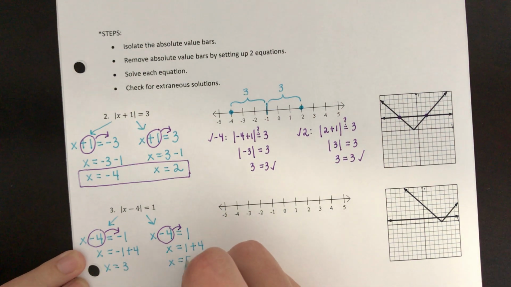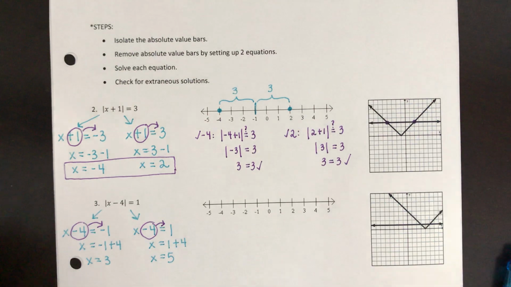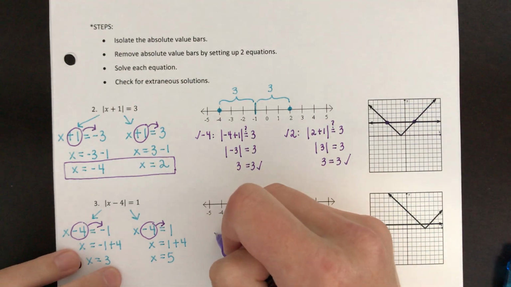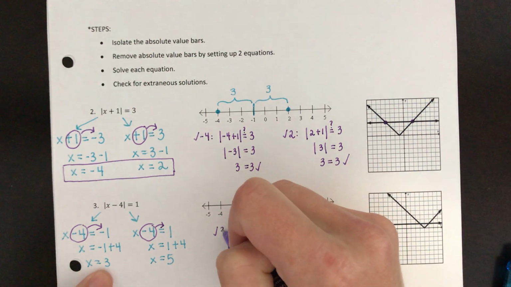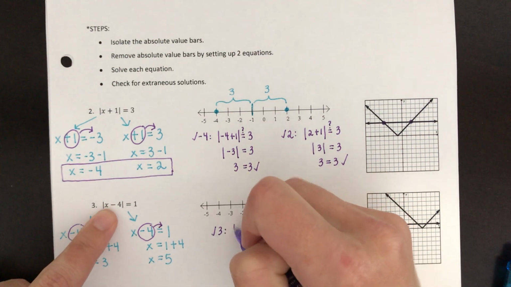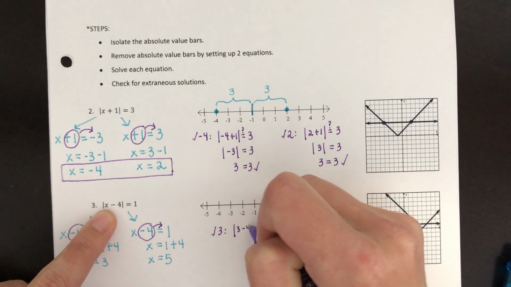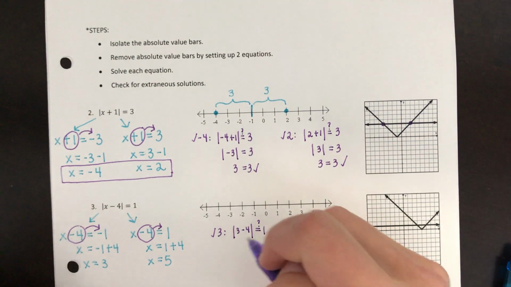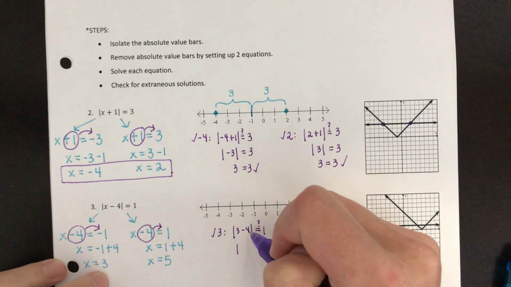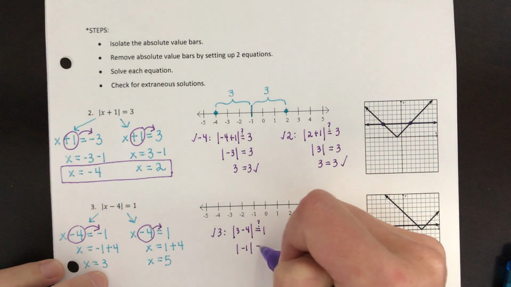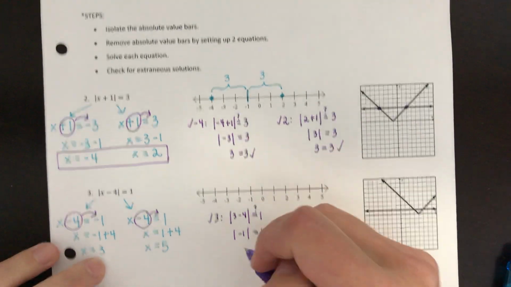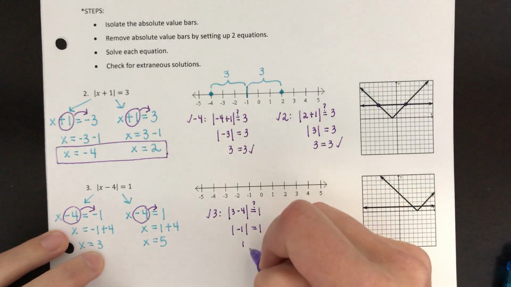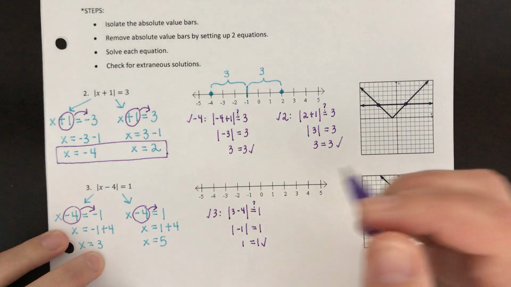x equals 5. Let's see if we have any extraneous solutions. So first I'm going to check 3. Plug 3 in here for x. 3 minus 4, does it equal 1? So the absolute value of 3 minus 4. 3 minus 4 is negative 1. Is that a true statement? Is the absolute value of negative 1 equal to 1? Yes, it sure is, so we're good there, check.